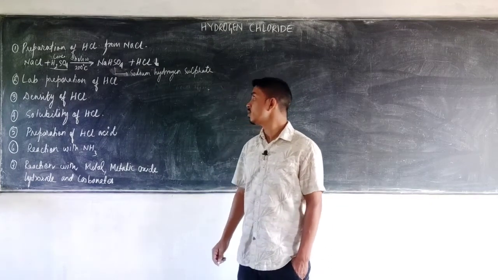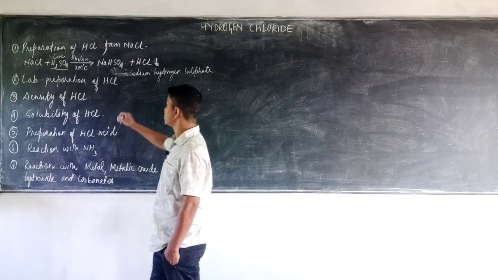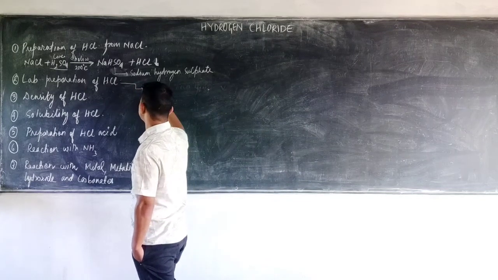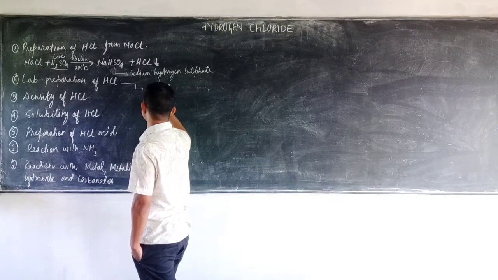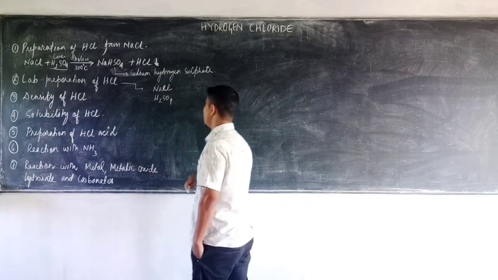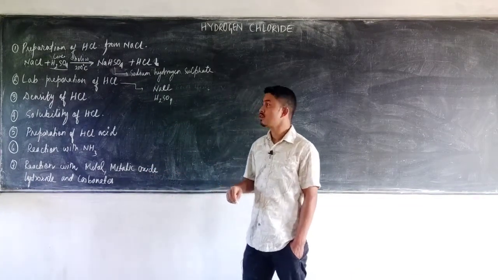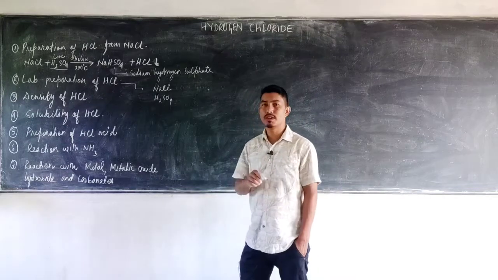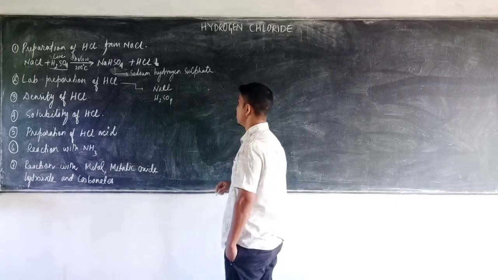So the method followed is the same as that we have learned just now. So in the lab preparation of HCl, what is done? The two reactants taken are the crystal of sodium chloride and concentrated sulfuric acid. And the mixture of these both is heated below 200 degrees centigrade. We will be learning why it must be heated below 200 degrees centigrade as well.